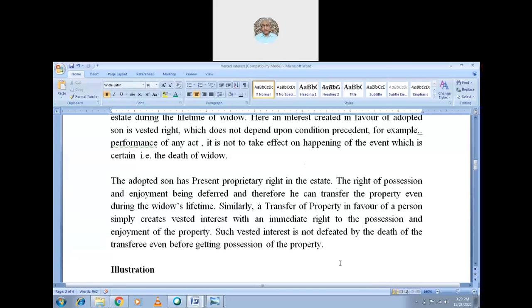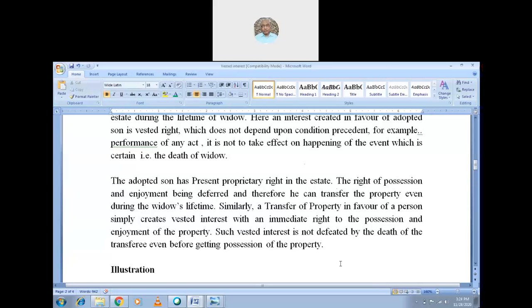Similarly, a transfer in favor of a person simply creates a vested interest with an immediate right to the possession and enjoyment of the property. Such vested interest is not defeated by the death of the transferee, even before getting possession of the property. Suppose the adopted son dies before the death of the widow. Still it will be heritable. Any other legal heirs next to the son will inherit the property through inheritance itself.